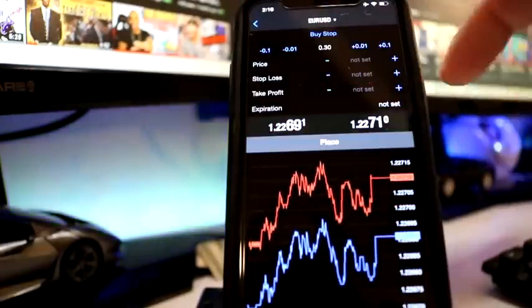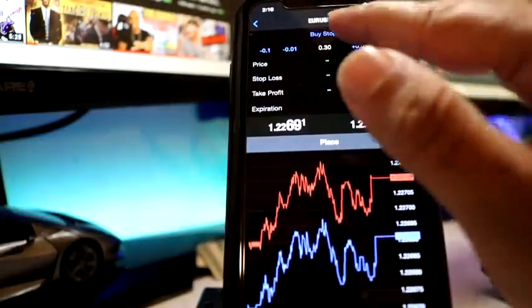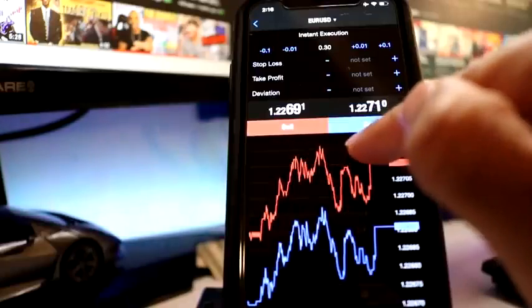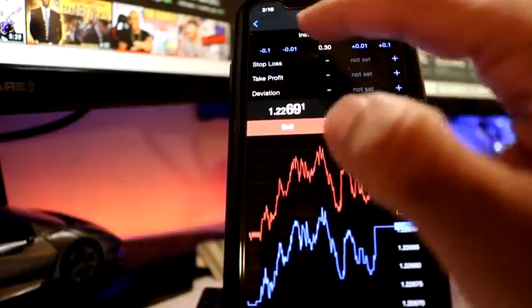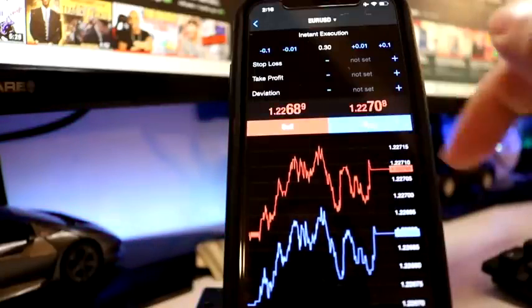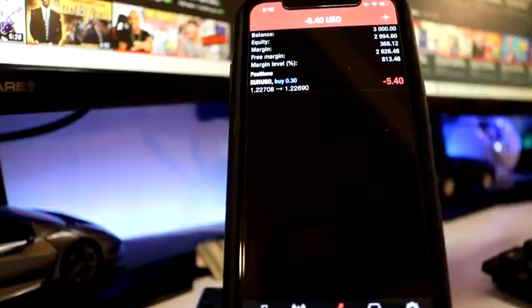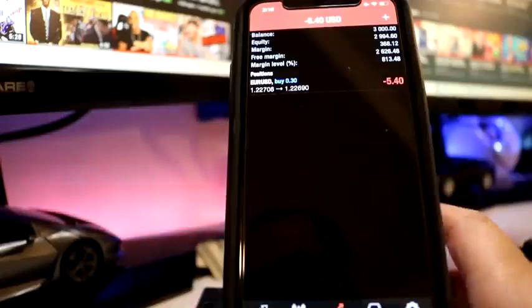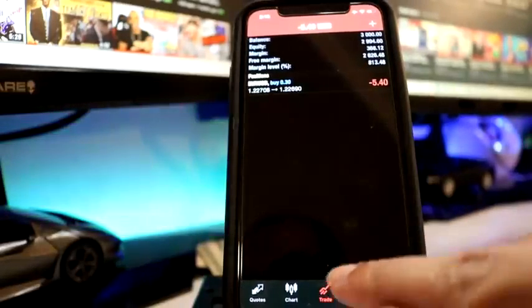Now, once you got your pending order in, you're going to go ahead and hit place, or if you're doing a market instant execution, you'll hit either buy or sell. Very simple. So let's go ahead and hit buy for this trade, just to give you a quick example. So we're going to instant execute a buy. Boom. So as you guys can see, it brings me automatically to the next tab, which is right here at the bottom. The third tab is the trade tab.